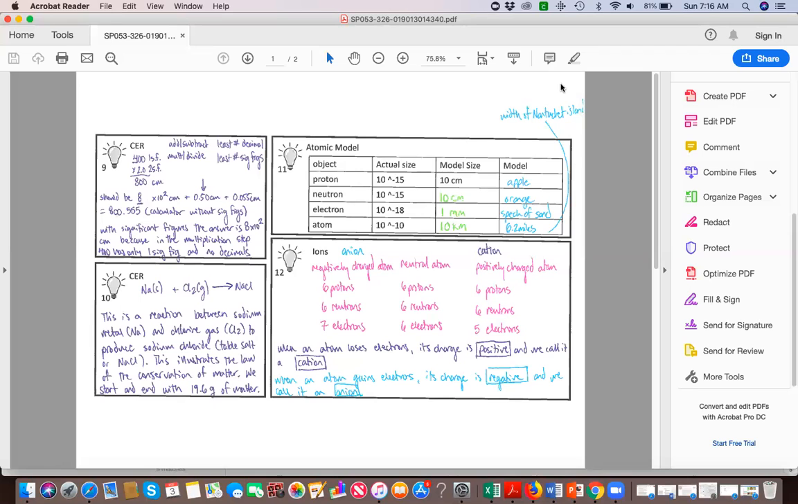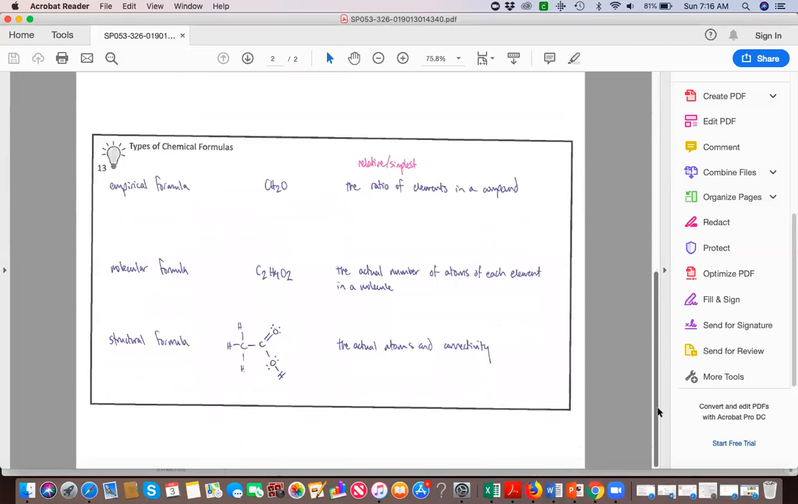The last piece of information that we really need here is the types of chemical formulas. So we're going to have three that we're going to wrangle with so far. We have the empirical formula, which is the ratio of elements in a compound, but it's important this is the relative or simplest ratio. We have the molecular formula. This is the actual number of atoms of each element in a molecule.